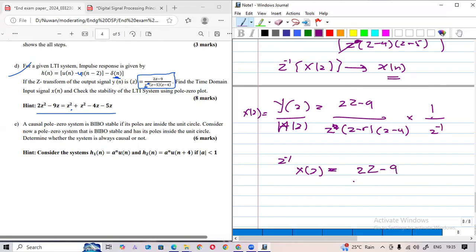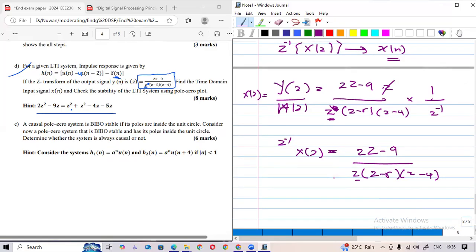2Z minus 9, Z minus 5, Z minus 4, because this is Z square. This Z is going up, then this one cancelled out, so Z only there. Like this.